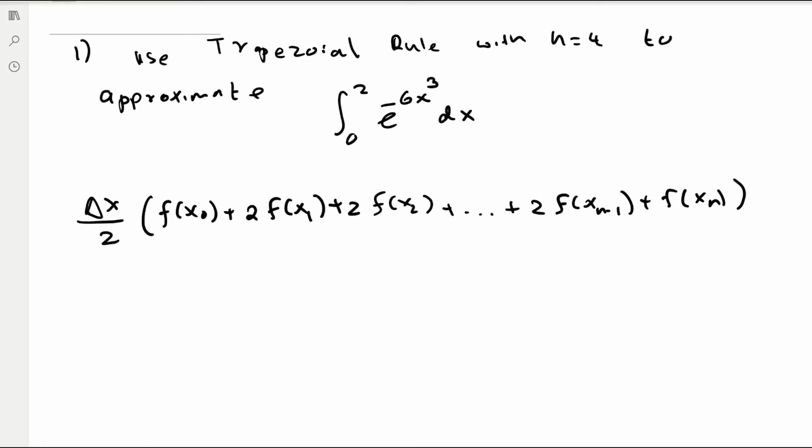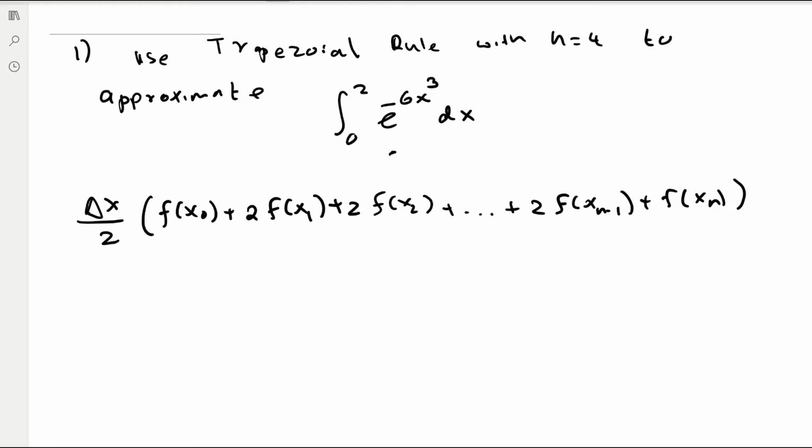Alright, so here's the first question that I got in my Wednesday homework. Use the trapezoidal rule with n equal to 4 to approximate this integral. So I already wrote the trapezoidal formula. It's all about using this formula, okay?